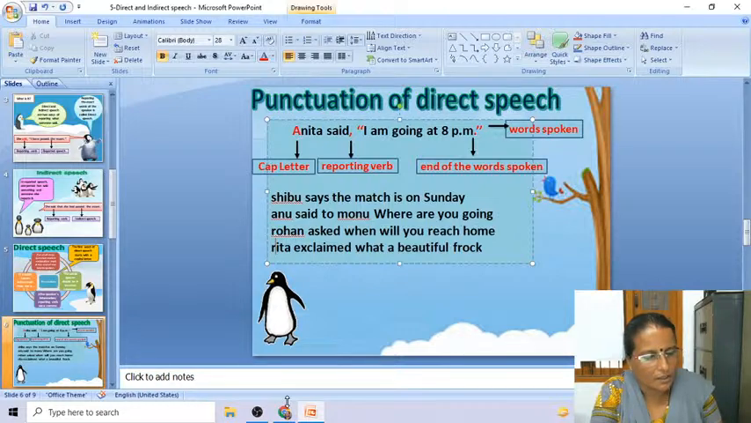Again, even after so much correction, look Lavanya Salvatkar, what are you doing? Beta, S should be a capital letter. Shibu, S should be a capital letter. The march is on Sunday. T should be a capital letter. Sunday's S should be a capital letter. Lavanya Salvatkar, Shibu, S should be a capital letter. The march, T should be a capital letter. Sunday, S should be a capital letter.